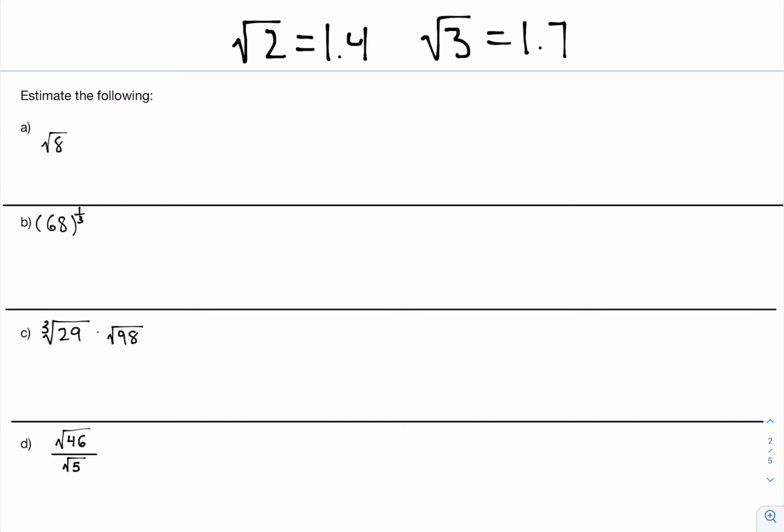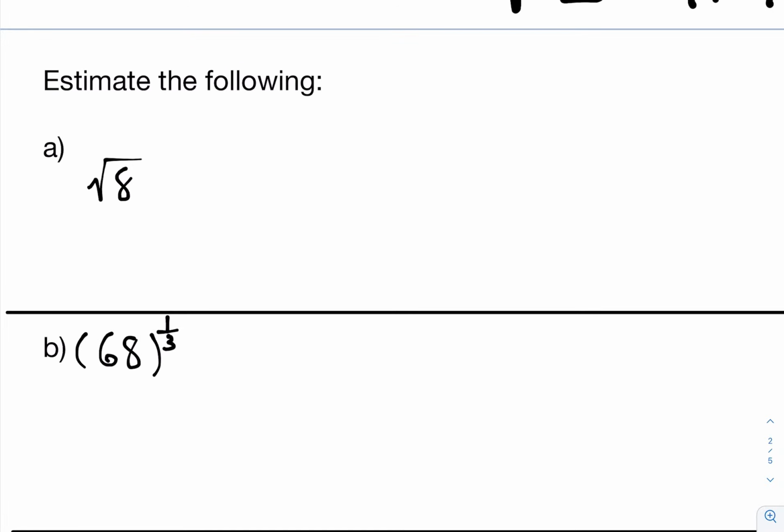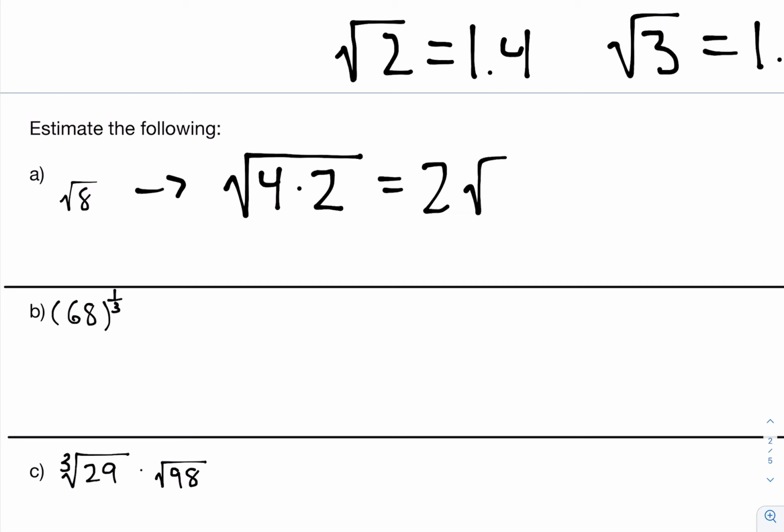Okay, so the square root of 8, well, we know the square root of 9 is 3. How can we think about this? If we're taking the square root of 8, we know it's going to be a bit less than 3. So my guess is going to be 2.8 maybe. But the square root of 8, remember, that's the same as the square root of 4 times 2. And 4 is a perfect square, so if we square root that, that's going to be 2 times the square root of 2, which is 2.8.